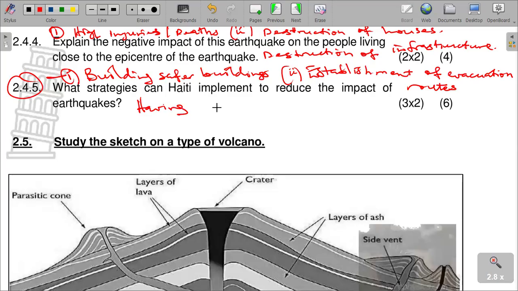Having first aid stations with the volunteers and nurses.